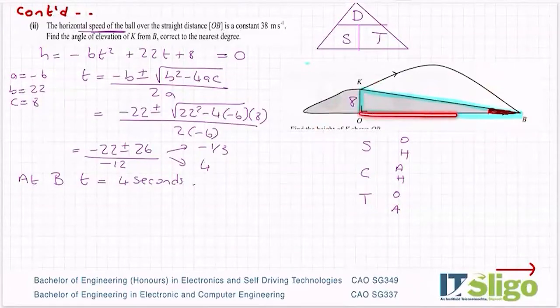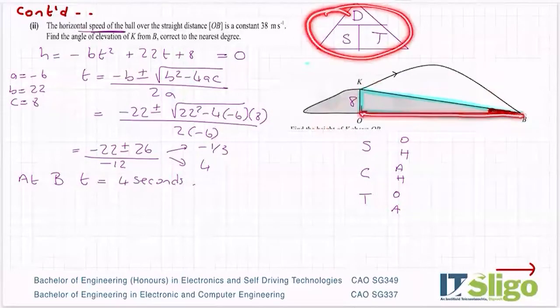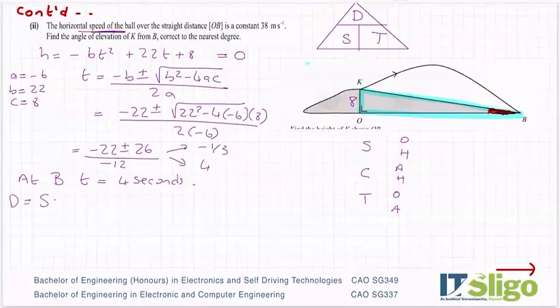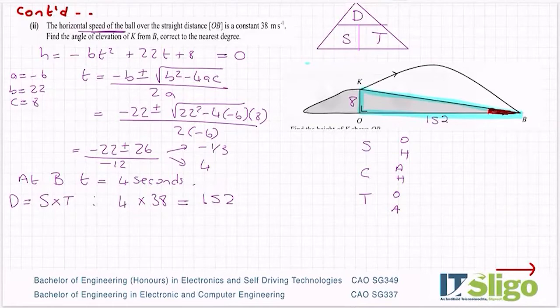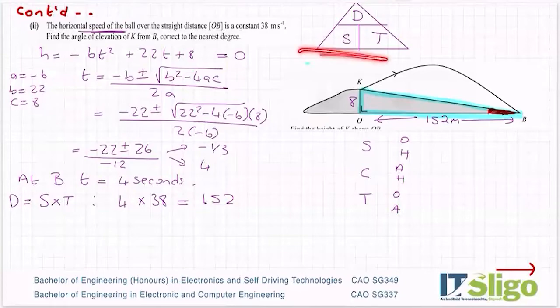Therefore, can I get the distance here? Well, yes, I can. I use Dad's silly triangle. So distance is equal to speed by time. So it's equal to that 4 seconds that I just found by the 38 meters per second. So 4 by 38 is 152, okay? So the length of him is 152 meters. So like I said, keep calculus at the back of your mind, keep Dad's silly triangle at the back of your mind.